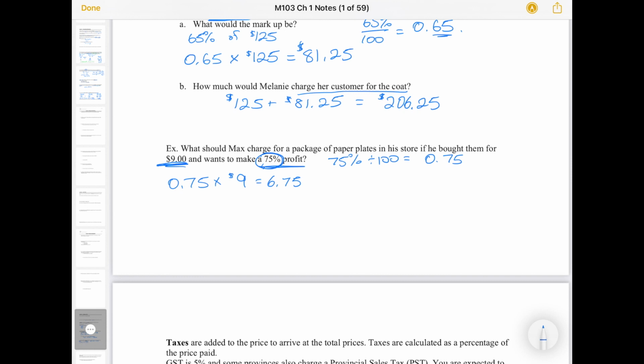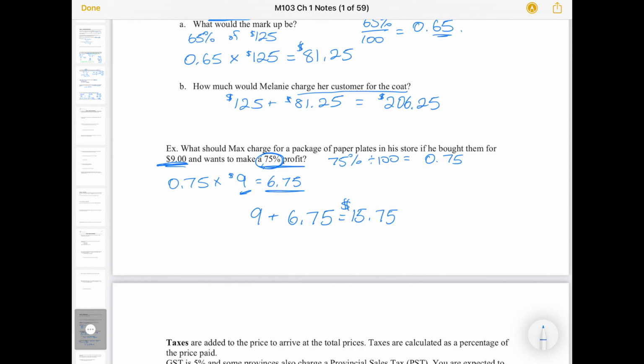Okay, and I want to be making that profit. So don't stop here. That's not your answer. I need to now go 9 plus 6.75, and that will give me 15.75. So that is the price for that package of plates in Max's store.